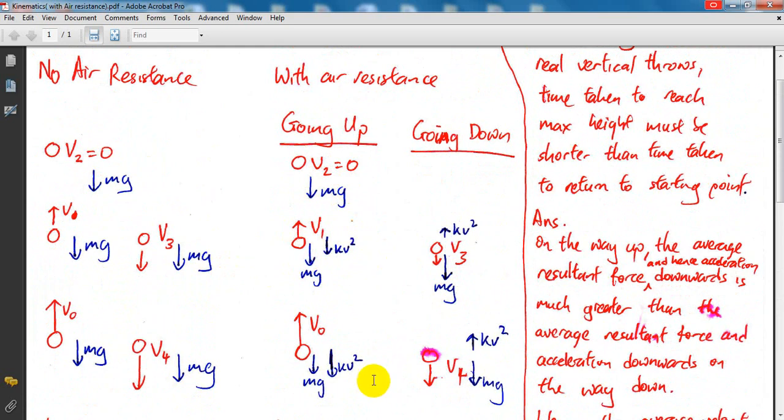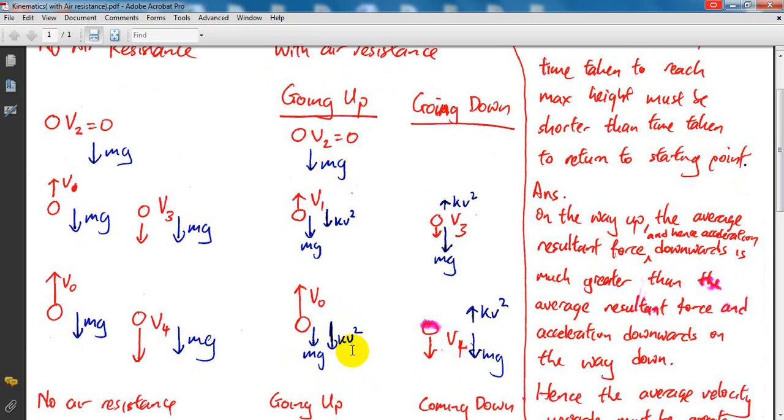Okay, what's the difference with air resistance? I do the same thing, I throw the ball up with a velocity v0. I'll find that now the force acting on the ball is not just mg, but also kv squared, where kv squared is the drag force acting on the ball as a result of its velocity. k is a constant value. v is actually the velocity of the ball at that point in time, so this can be written as kv0 squared.